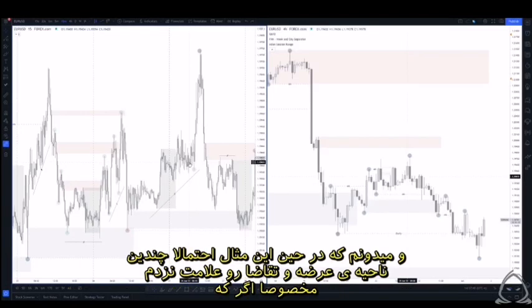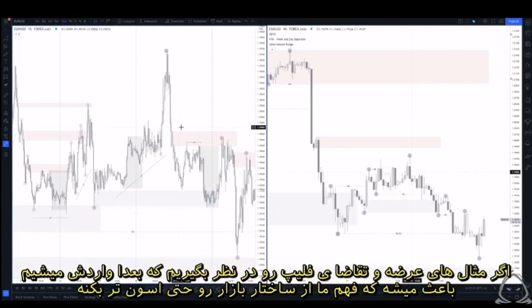Now, I know that I have more than likely missed a few supply and demand zones as we went through this example, especially if we were to include the examples of supply and demand zone flips, which we'll get into.